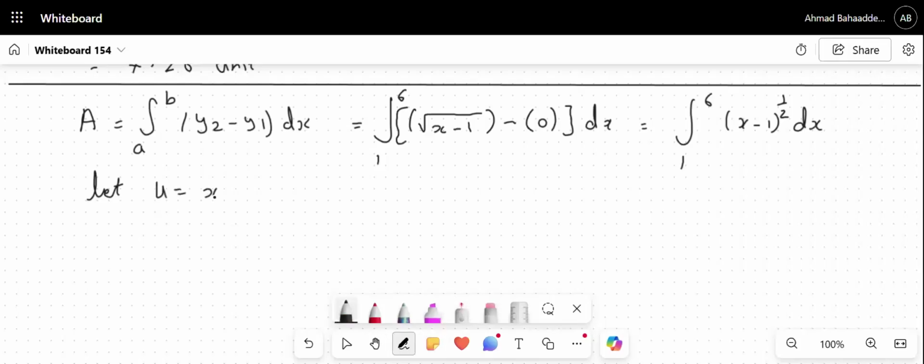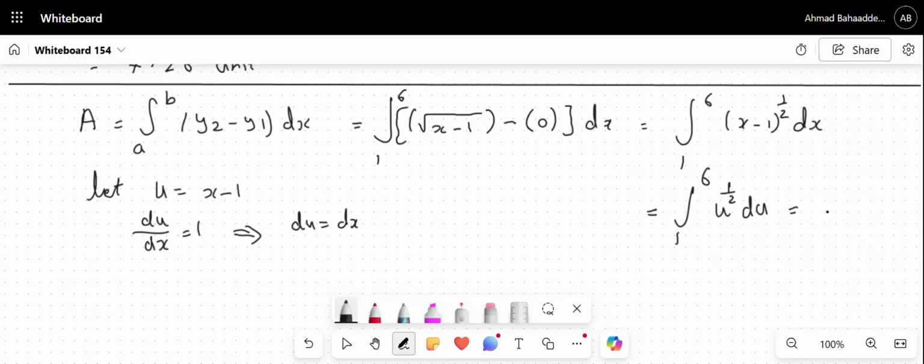Let u equal x minus 1. So du over dx is going to be 1, which means according to this relation, du equals dx. The limits are from 1, because that's the lower value of our integration, to 6 here. And that's going to be the integral of u to the power of 1 half du.